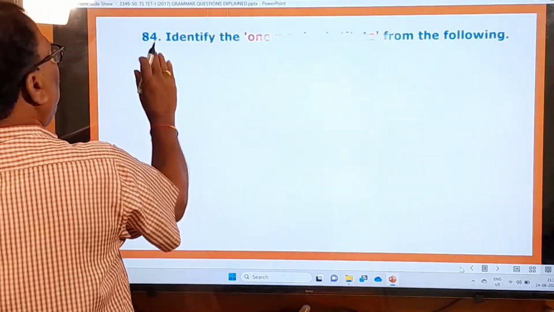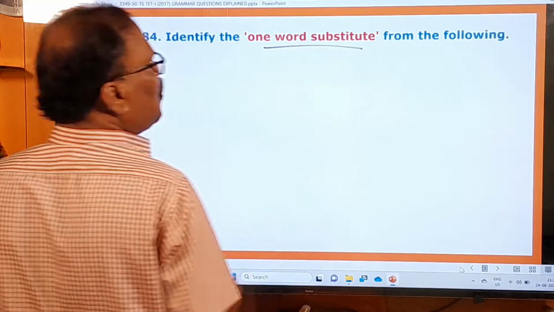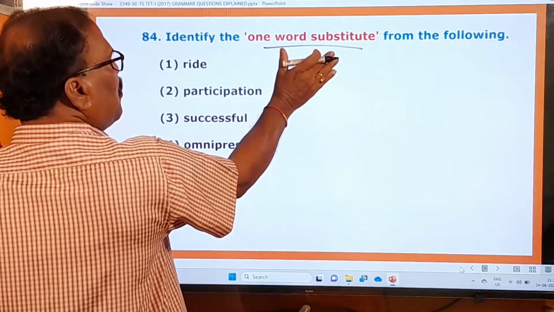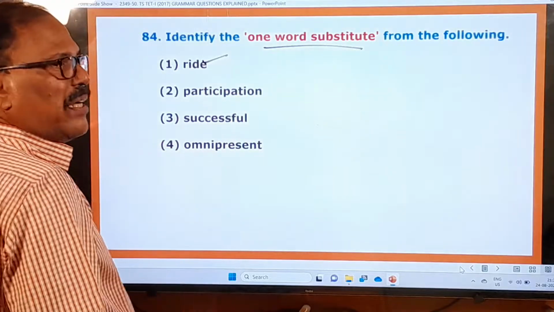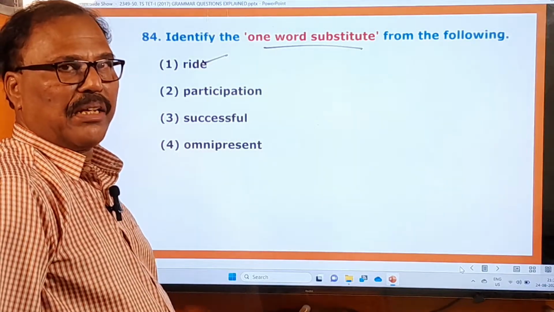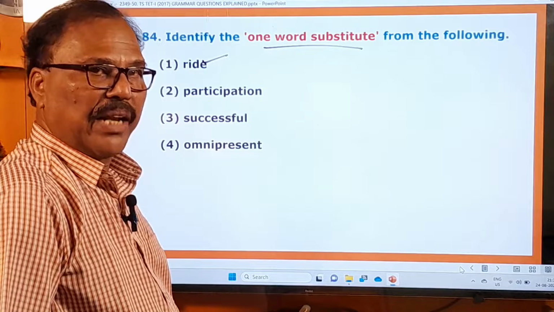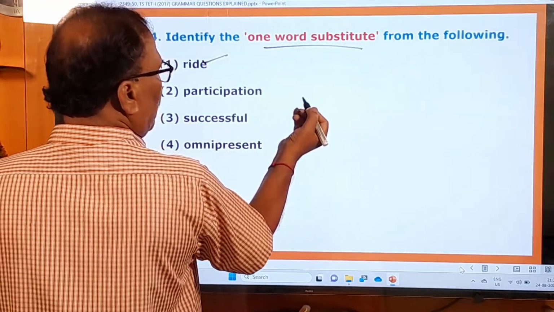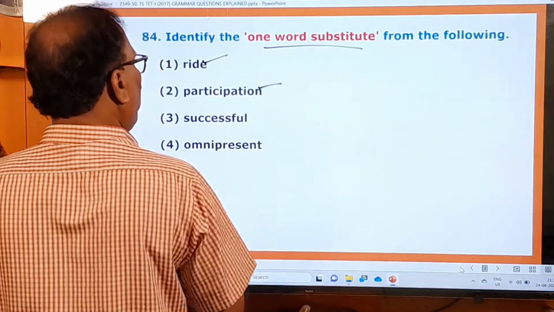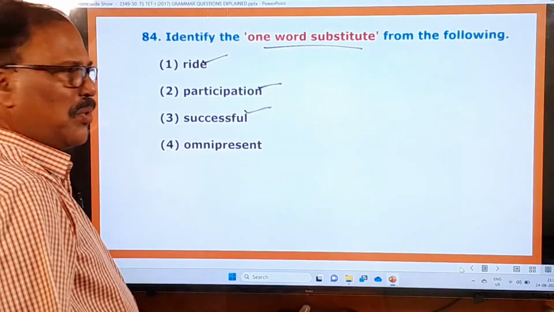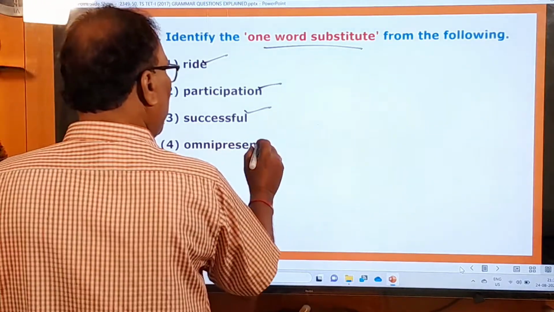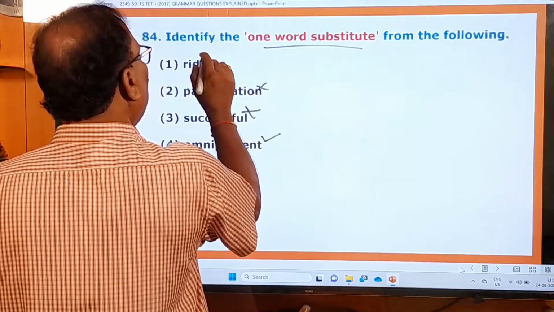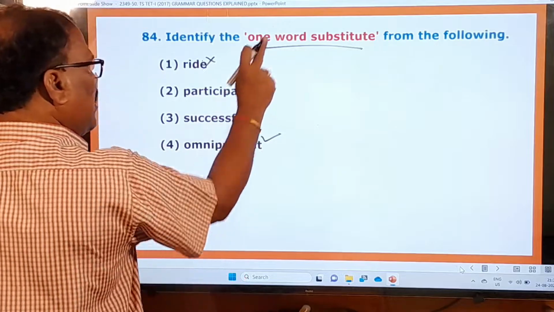Now the 84th one: identify the one word substitute from the following. So what are the options given here? Ride means you ride on a bike, you ride your bicycle. Riding, you know that very well. Participation means taking part in something. Successful means victorious, you know that very well. Omnipresent, this is the only right one. So the others are wrong.